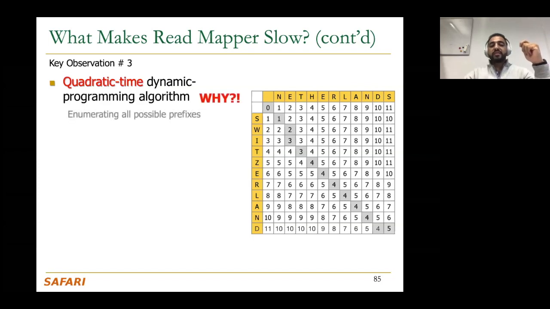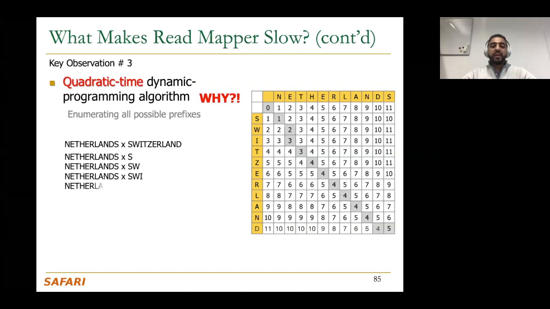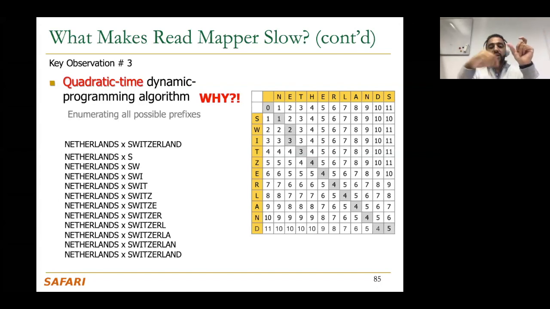So the answer might be as simple as this: enumerating all possible prefixes. We need to find the best alternative or best combination of edit operations that can make one string similar to the other. As I mentioned, we use alignment score here, not the edit distance, for example. And to find the best combination, you need to check all prefixes. Otherwise, you might miss one prefix that provides you the best alignment score. So think about this example. You want to compare the word Netherlands with Switzerland. So you pick Netherlands and you start to compare with S. This is what you perform in the second row here, for example.